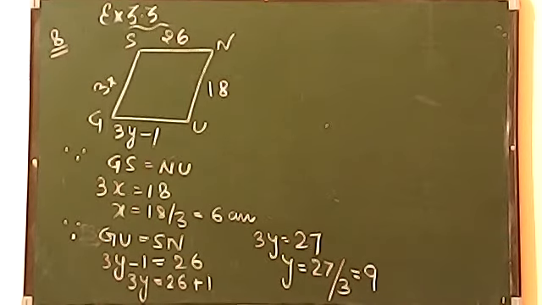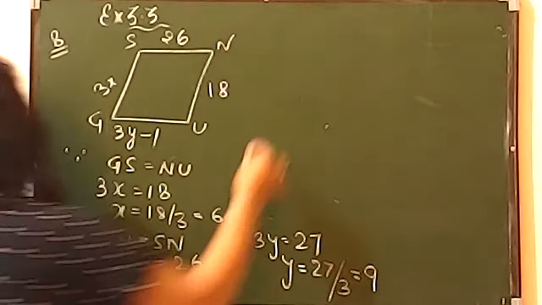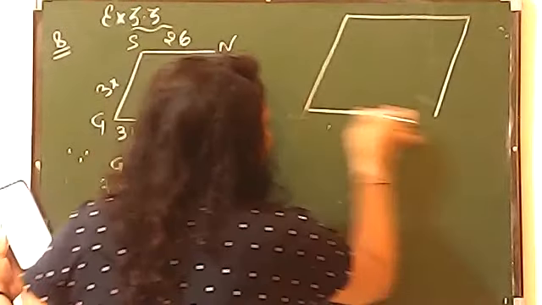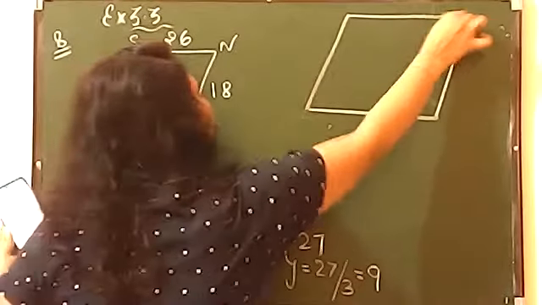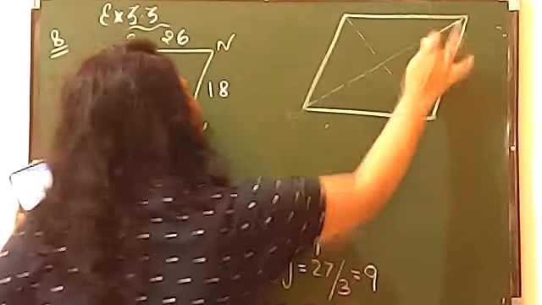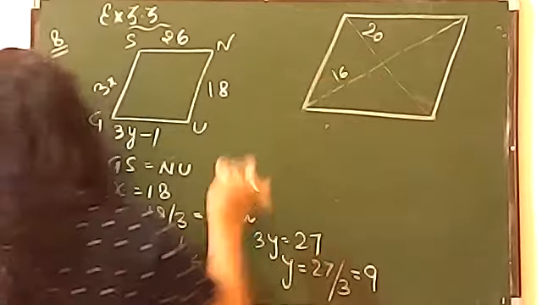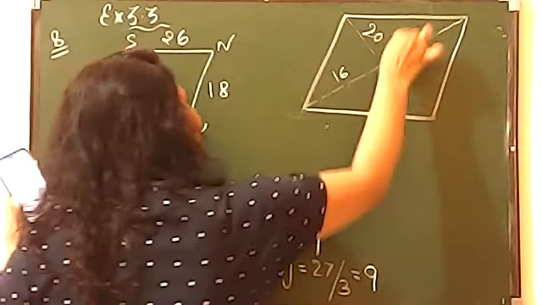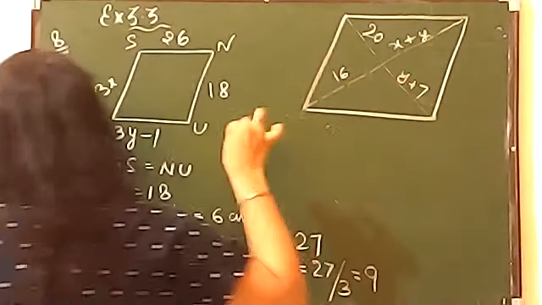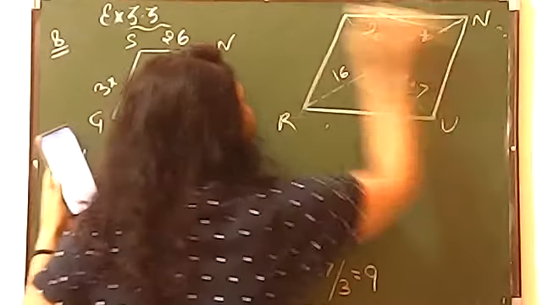Now the same pattern is question number 8, the second part is also exactly the same pattern. Same pattern means here you have to apply the diagonal rule. Rest everything is same. Look at your figure. These are diagonals. It is given here, this part is given 20. This part is given here 16. This is x plus y, and this is y plus 7. Now this is the name as R here, U, N and here S.